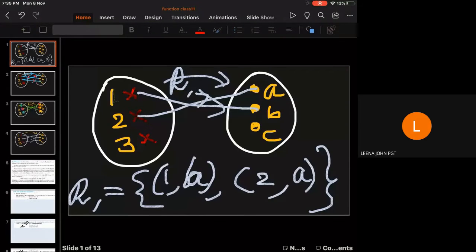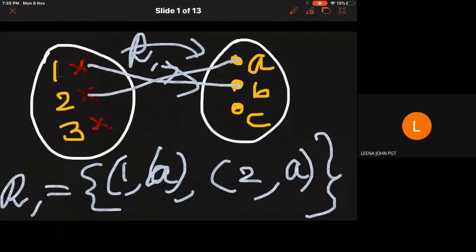So we have already learned what we mean by a relation. For example, here you can see that a relation R1 is defined from the set A to the set B. I call it R1, and R1 is written in roster form. So the image of 1 is B, or equivalently we write that the ordered pair (1, B) is in R1, and the image of 2 is A, so it is the ordered pair (2, A). And what is the domain of this relation?